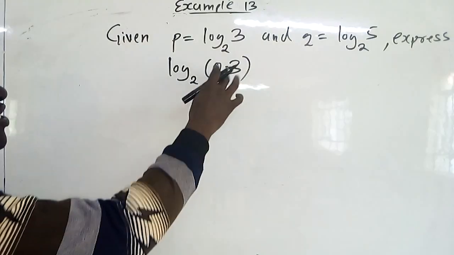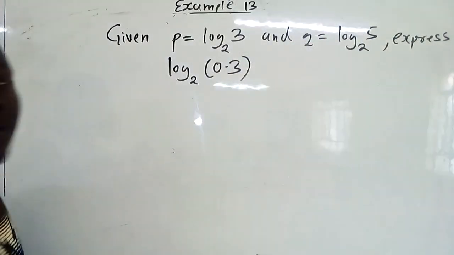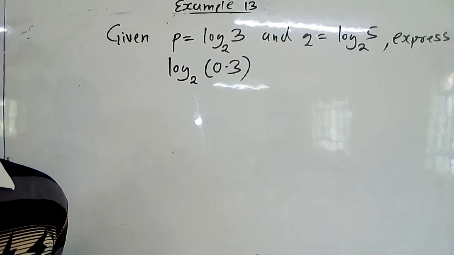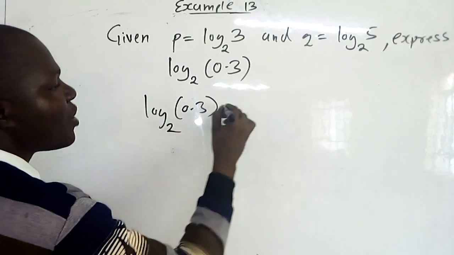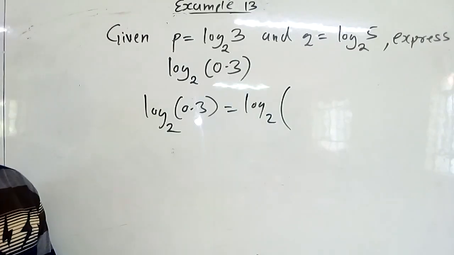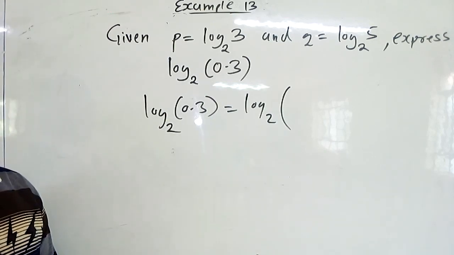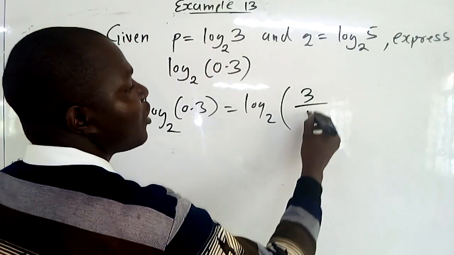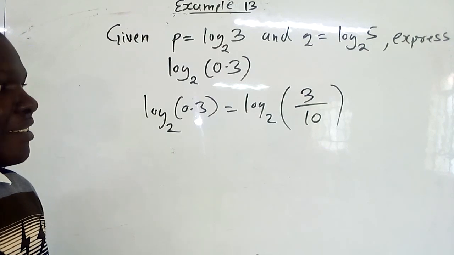Yes. So the first thing, this 0.3, you must write it in a manner that it is in terms of 3 and 5 only, isn't it? Yes. It must be in terms of 3 and 5 only. So what is log 0.3 to base 2 in terms of 5 and 3 only? Can you express it in that manner? What is 0.3? It is 3 over 10, isn't it? 3 over 10.